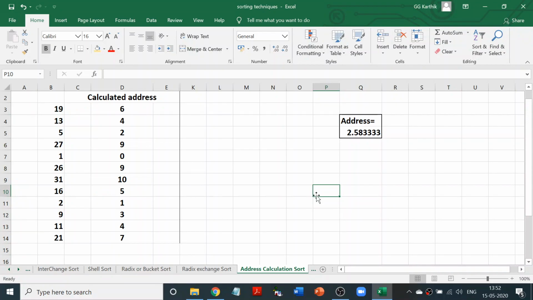The next sorting technique, the last one, is called address calculation sort. This is again a sorting technique. Just see, this is a given list. What the sorting technique says is, first you have to calculate the address.